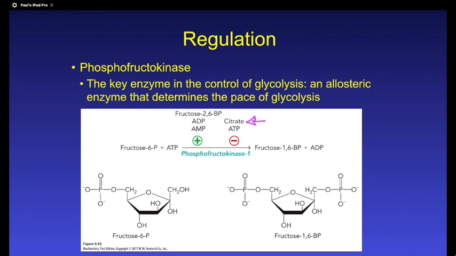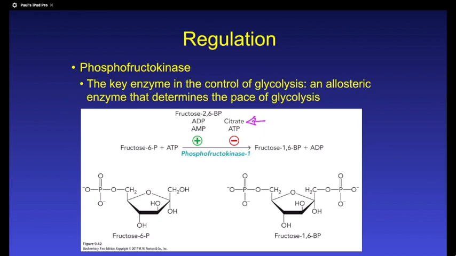You want to have lots of ATP around, very little ADP and AMP roaming around. But if ADP and AMP concentrations go up, that's a sign that you need to break down molecules, food molecules, into ATP. Glycolysis will be sped up.